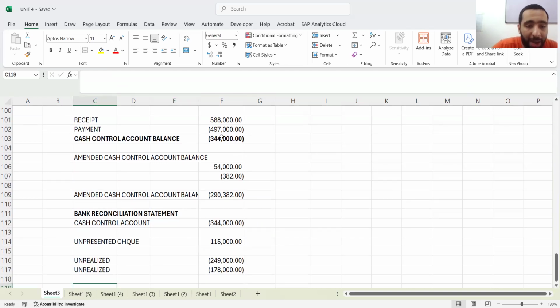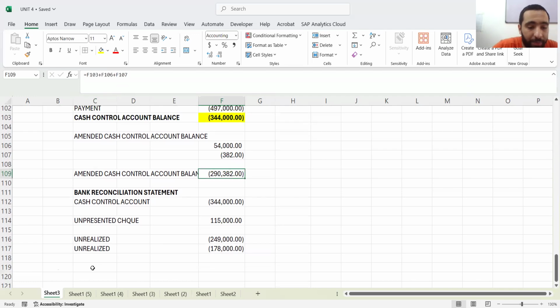Because we have taken this balance. If we have taken this balance, then you don't need to adjust this. But we have taken this balance. So what do you need to adjust?